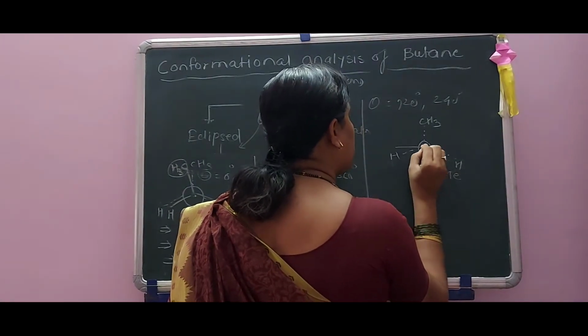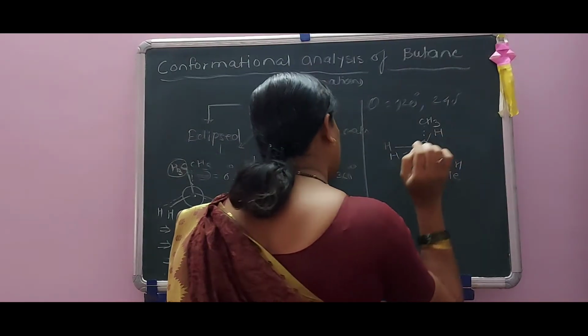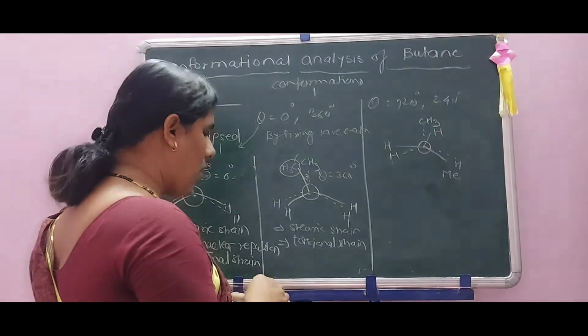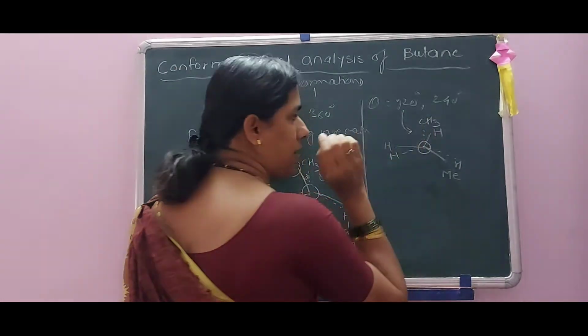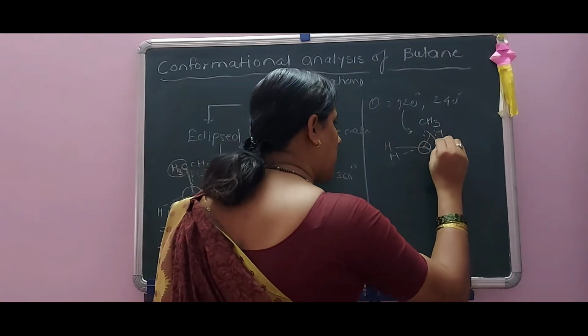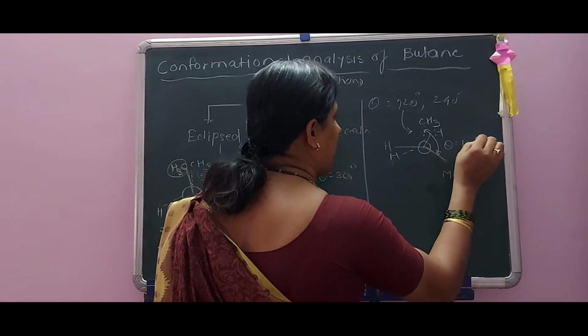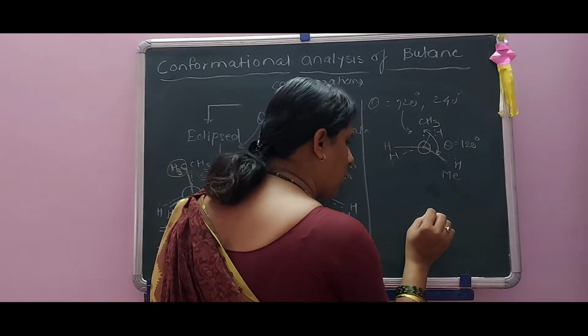From this position this is called H, and from this position this is called H. That is, theta is equal to 120 degrees. Now, in which structure is which angle equal to 120 degrees? That is this angle. Theta is equal to 120 degrees.